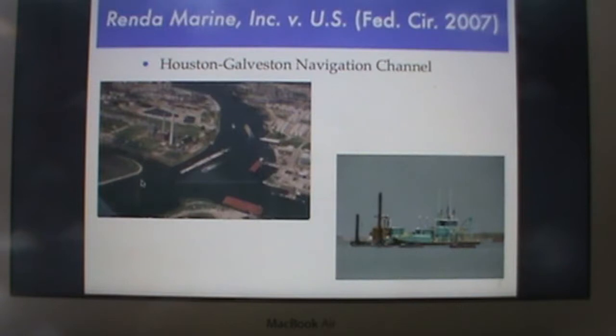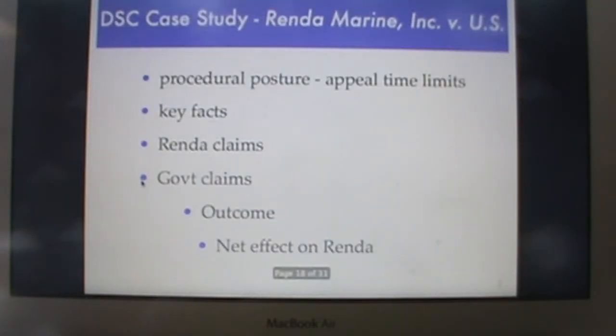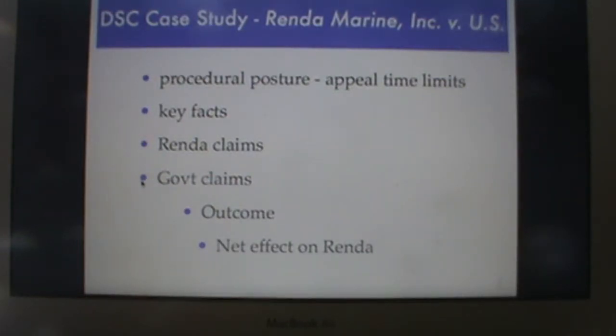Renda Marine had to do with a contract for dredging the Houston-Galveston Navigation Channel. It's a federal government contract. That's a picture of a dredger on the corner there at the bottom. And Renda Marine had a claim for about $14 million based on differing site conditions.